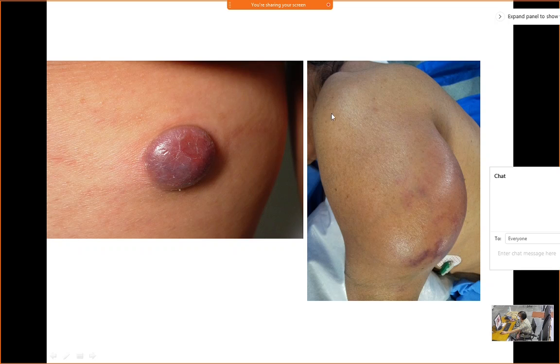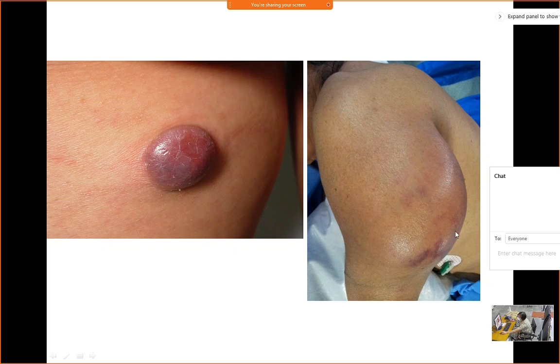Whereas here, I hope you can see that this is the upper arm. Okay, this is the face of the person. This is the upper arm with the humerus. And you can appreciate that there's a huge mass here. And this mass doesn't look very well circumscribed. You can see the edges are quite diffuse.